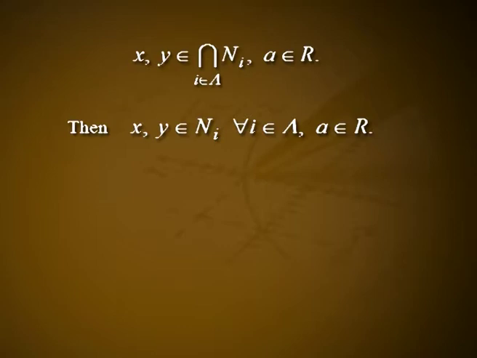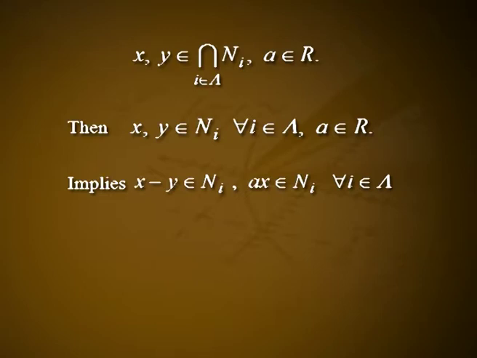Theorem 4. Let {Ni, i in A} be a family of R submodules of an R module M. Then the intersection over i in A of Ni is also an R submodule. Proof. Let x, y belong to the intersection over i in A. Then x, y belong to Ni for every i in A.